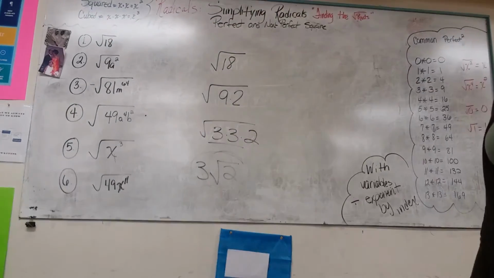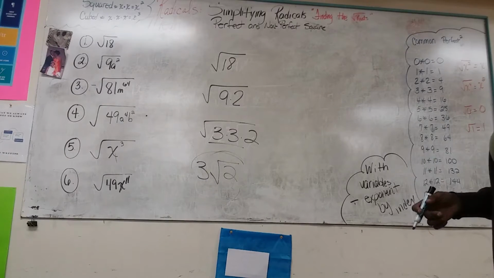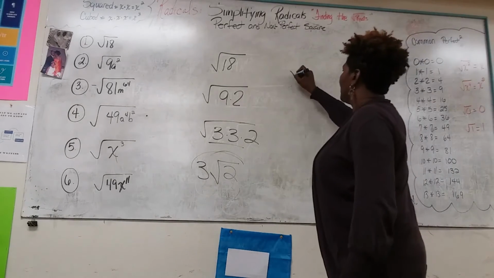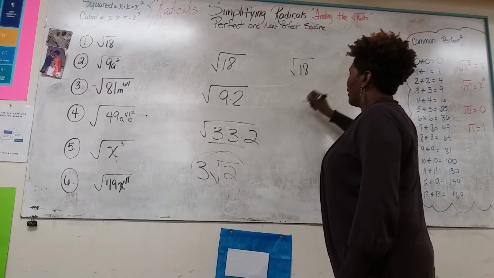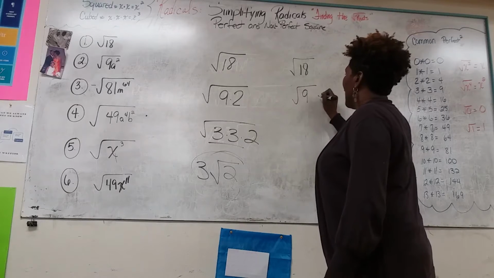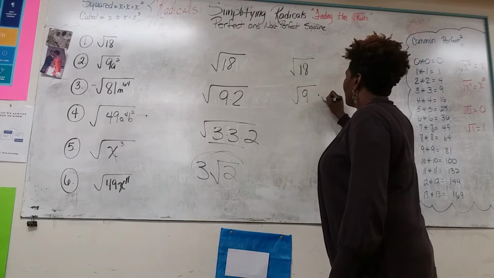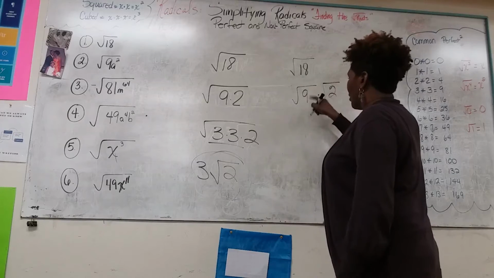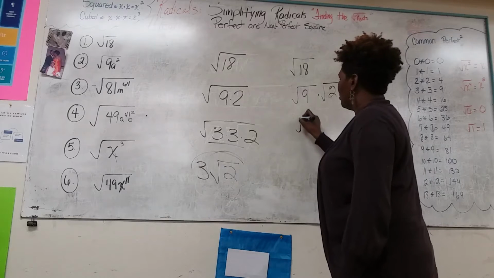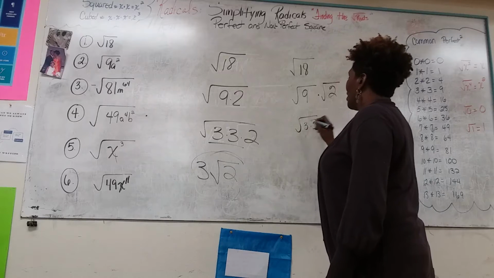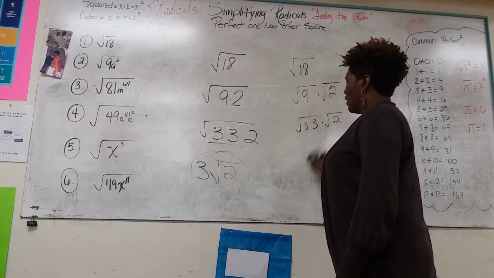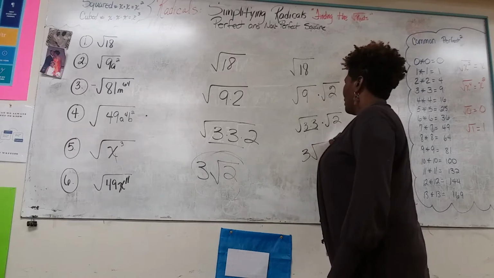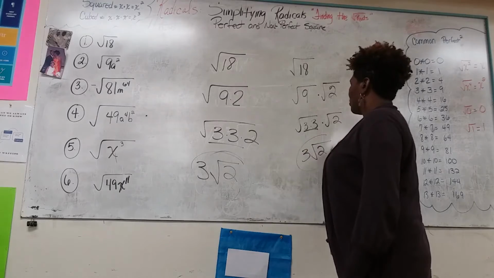Now, there are other ways to work this problem. It could be worked like this. The square root of 18 is just like saying the square root of 9 times the square root of 2, which is like saying 3 times the square root of 3 times 3 times 2. You have that number the same, 3, which leaves you with square root of 2.